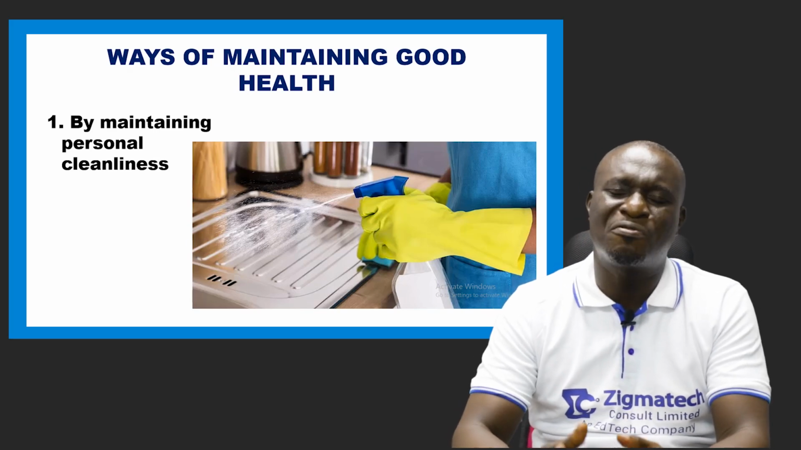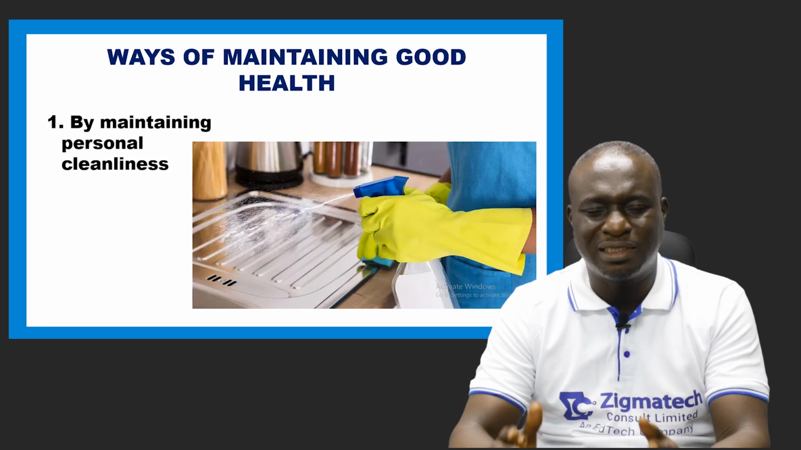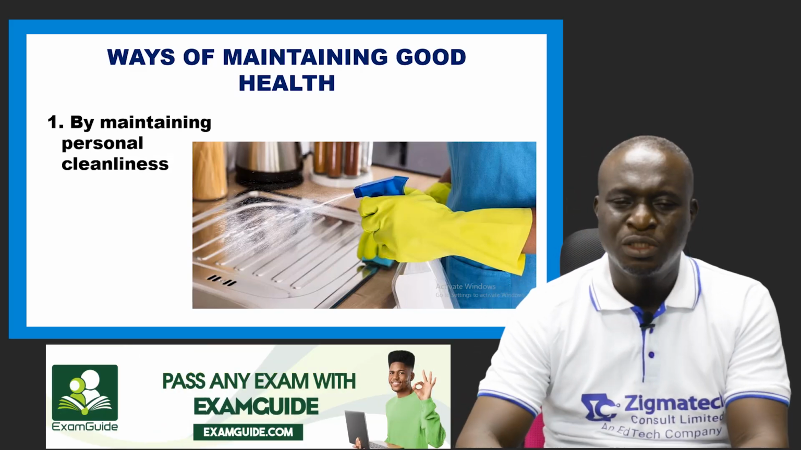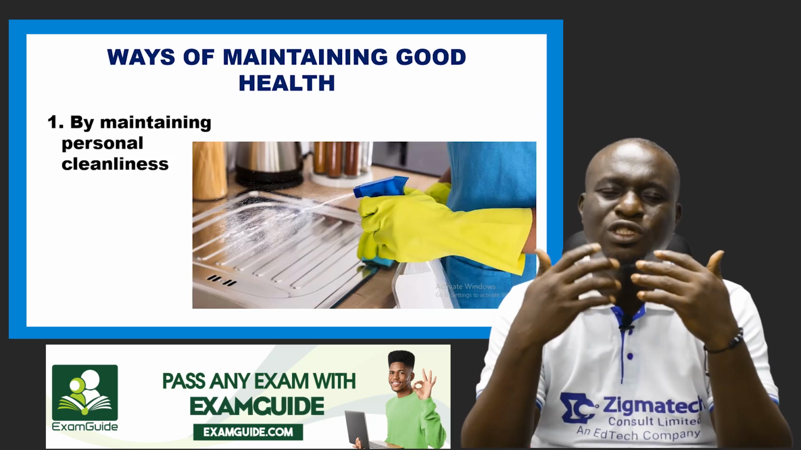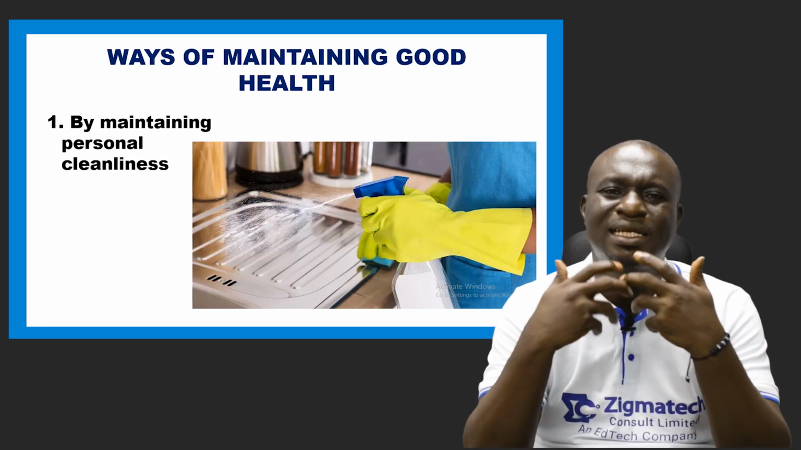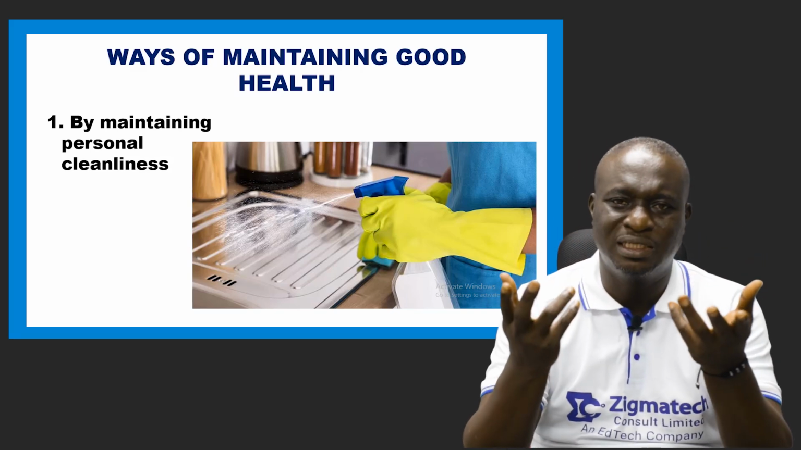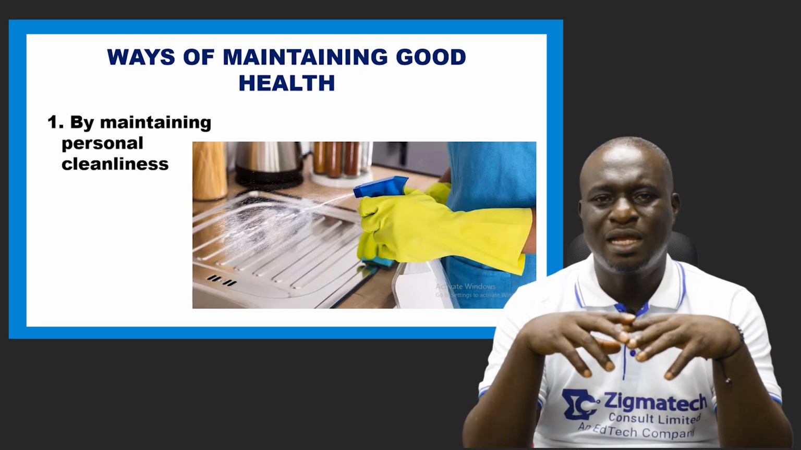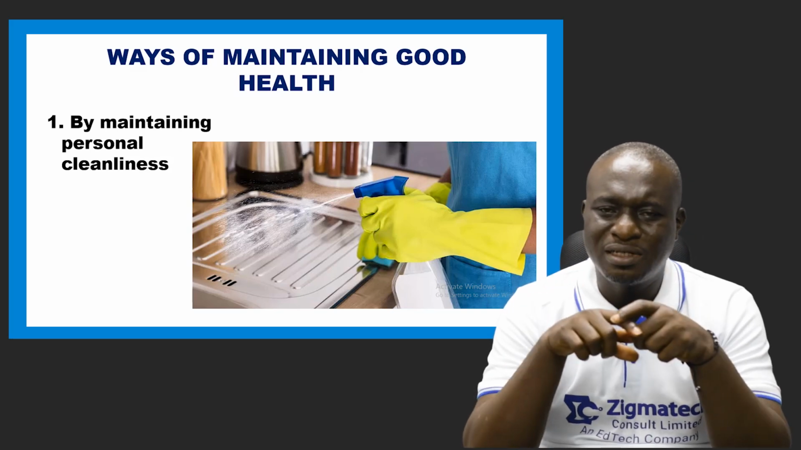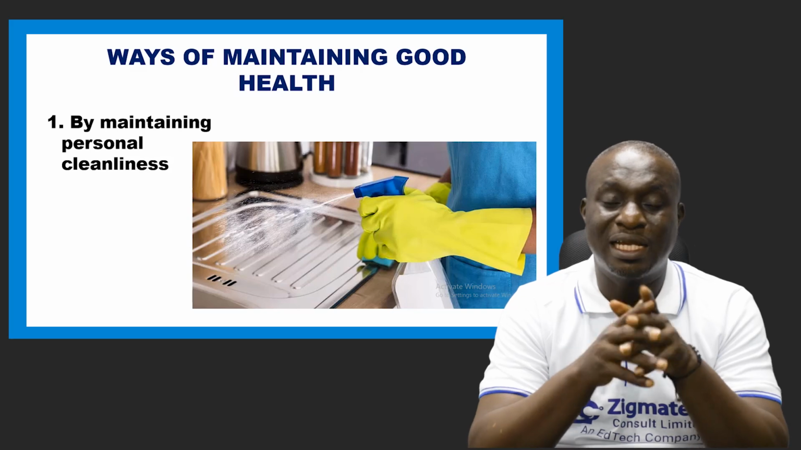Now let's look at ways of maintaining good health. You can be healthy, but one important thing is, how do we maintain it? How do we ensure that we continue being healthy? They said health is wealth. So how do we continue staying healthy? Number one way we can maintain good health is by maintaining personal cleanliness. We're going to talk more about personal cleanliness. Personal cleanliness can also be called personal hygiene, ensuring that yourself, your personal belongings, and your environment are always clean. Maintaining that, you can be said to be maintaining good health.